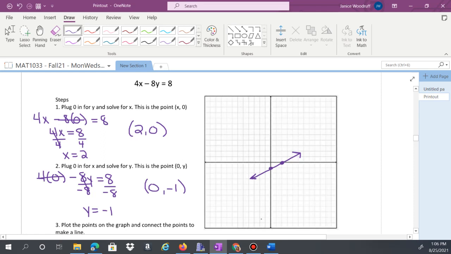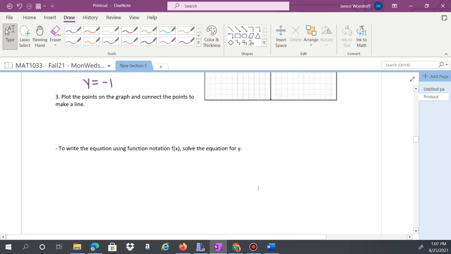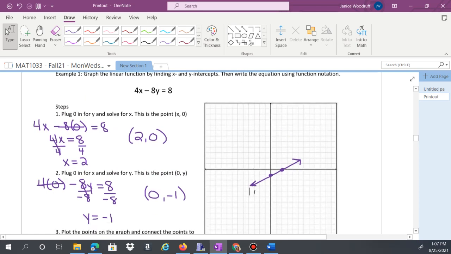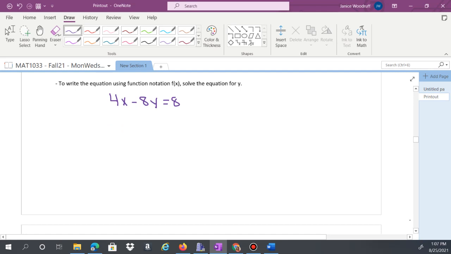The next part of the question is going to ask us to write the equation using function notation, which just means solve the equation for y. So what was it? 4x minus 8y equals 8. There I'm just going through and I'm going to solve for y.